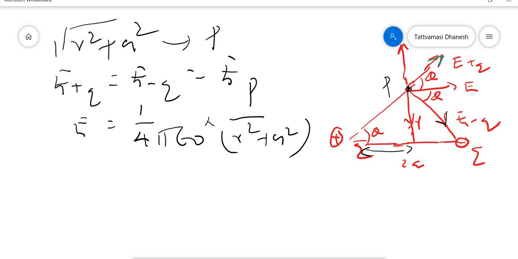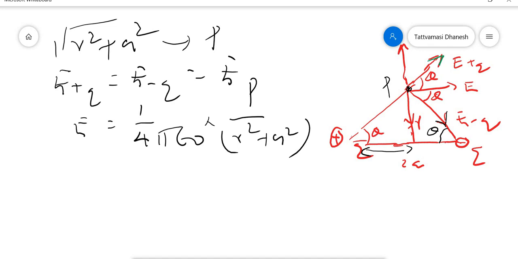It should be the same. But the problem here is its directions are different. In the axial position, they were in the opposite direction and we just subtracted it. Here, they are not in that way. So this is an isosceles triangle. P is equidistant from plus Q and minus Q. For an isosceles triangle, the base angles should be equal. So this angle also should be theta. This angle also should be theta. I am taking both as theta.